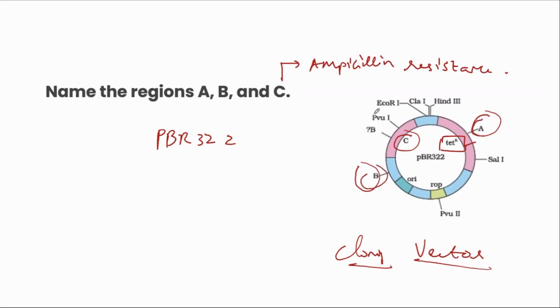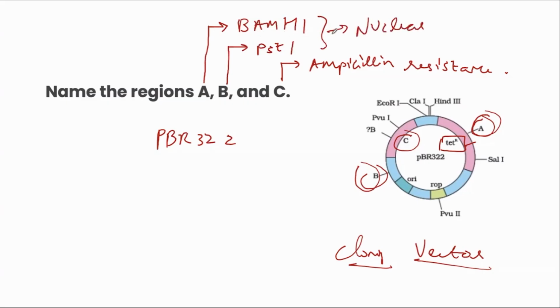Second, B and A are the restriction enzymes. This question is basically asking you to name the enzymes. So I hope you remember that we had a BamHI site, and then for B we had the PstI sites. So these are basically nucleases or restriction enzymes.